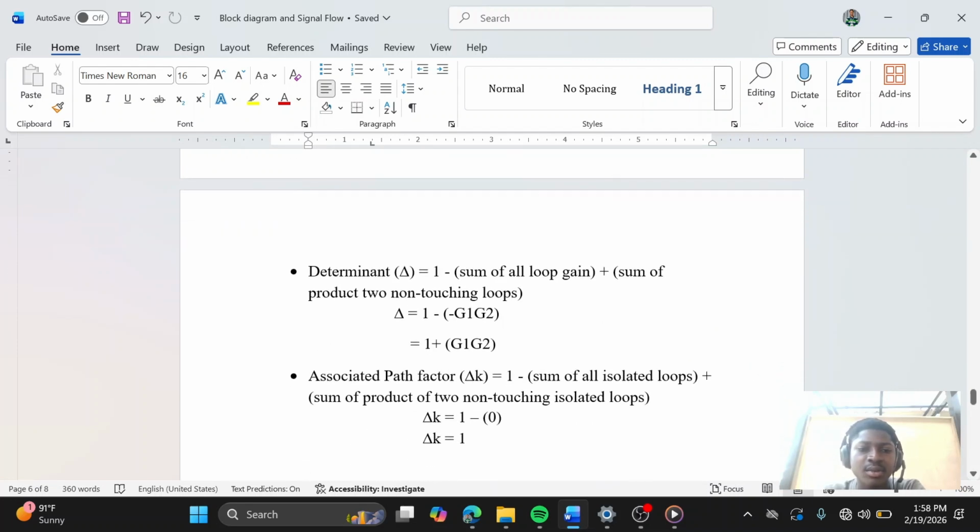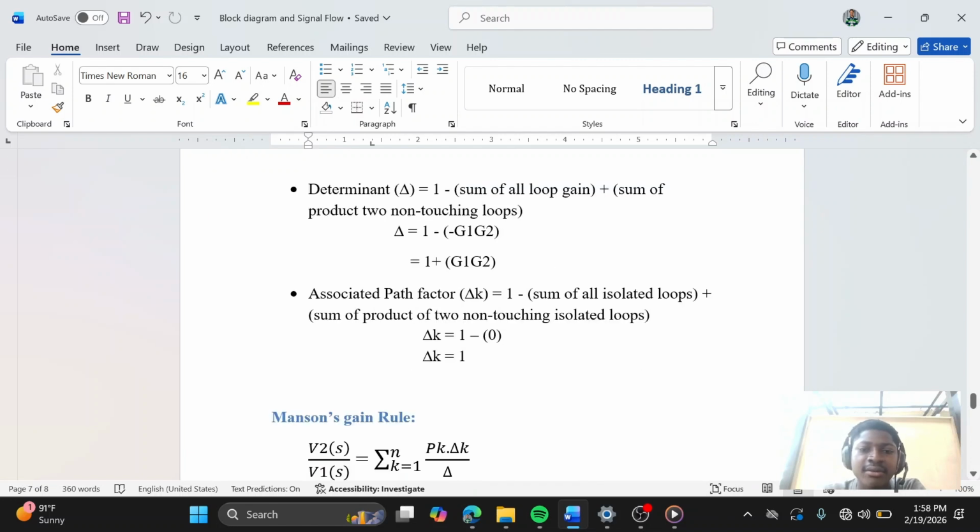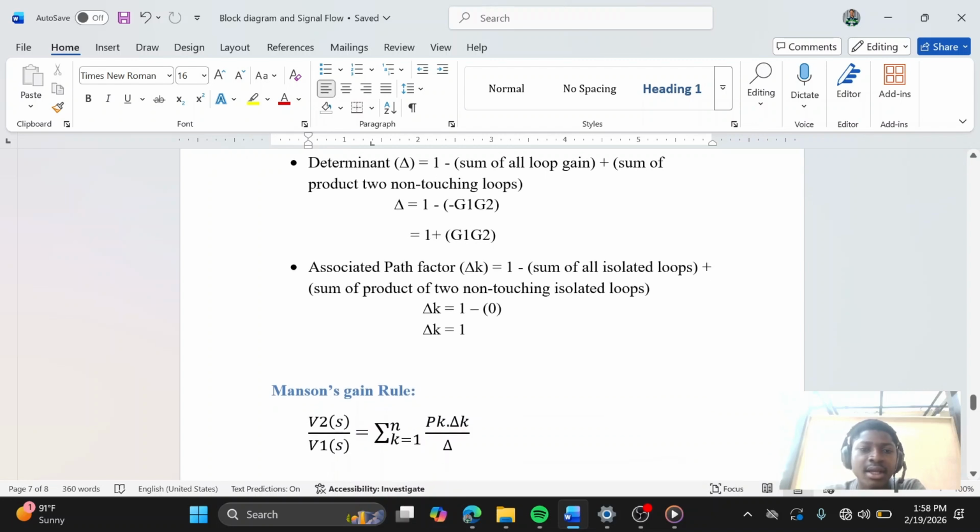So the determinant is 1 plus G1 times G2, and the associated path factor is equal to 1 minus the sum of all isolated loops plus the sum of products of two non-touching isolated loops. Here we don't have any isolated loops, and also no non-touching isolated loops, so it is equal to 0. Then the associated path factor is equal to 1.